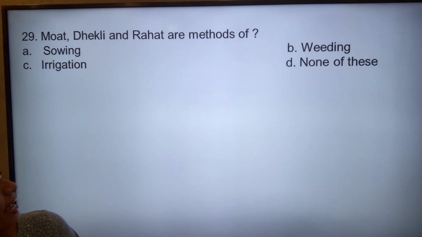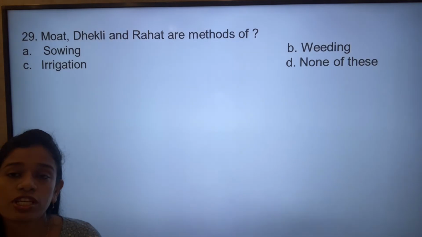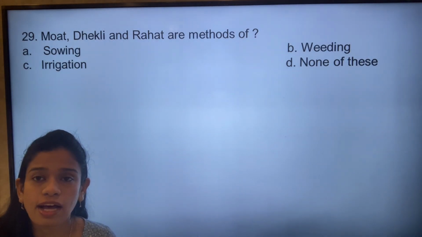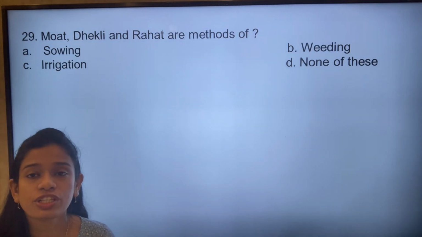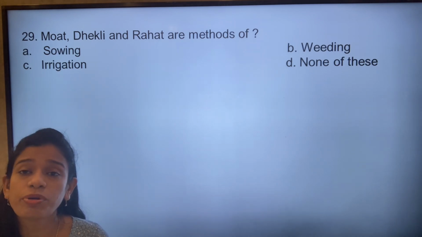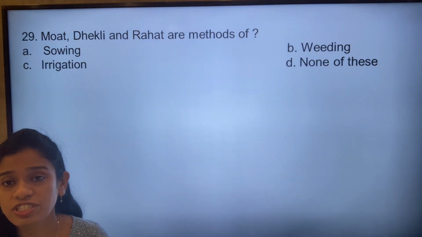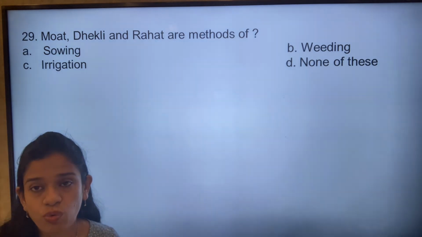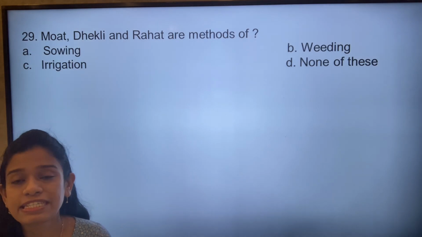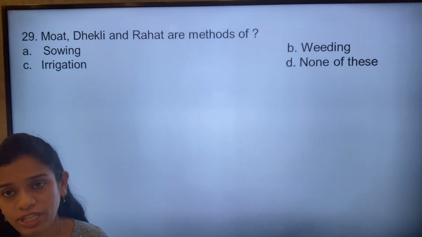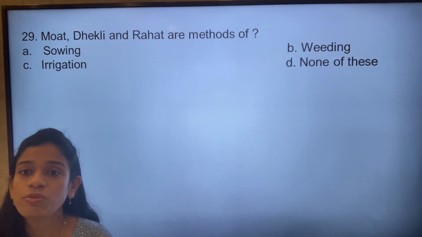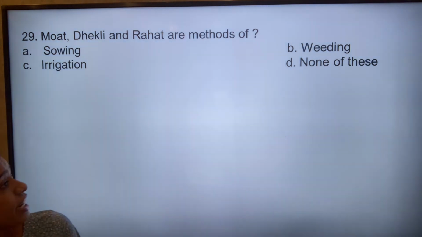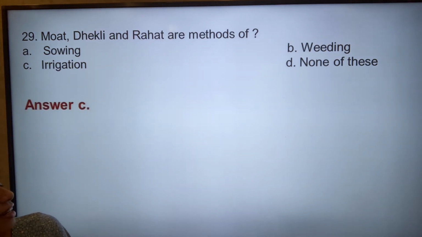The next question: moat, dhekli, and rahat are methods of sowing, weeding, irrigation, or none of these? So moat, dhekli, and rahat are the methods of irrigation. They are the primitive methods of irrigation which are still used in villages for a small piece of land, where the land is very near to the water bodies, so the water can be easily taken. It is done mostly by animals or by human beings. So these are all age-old irrigation techniques. That is, option C is the correct answer.